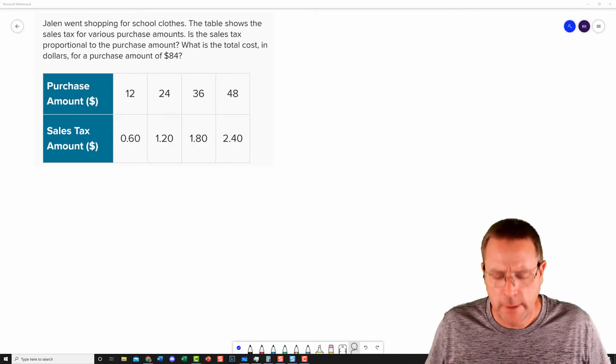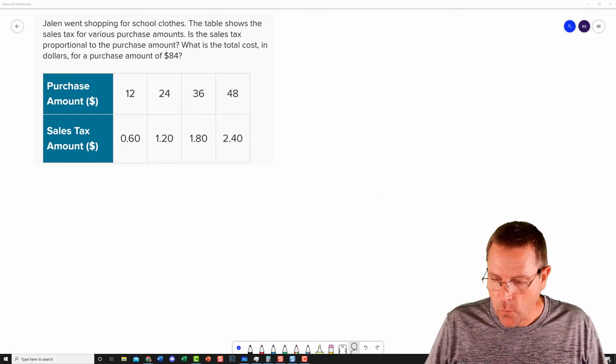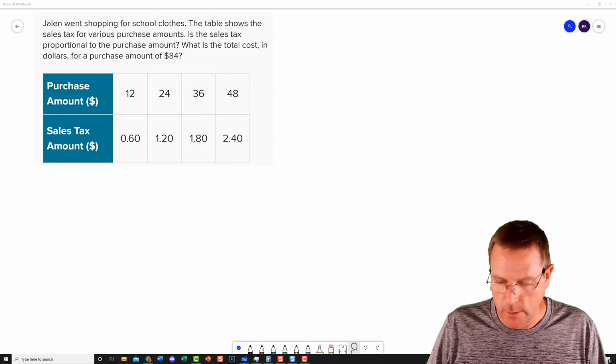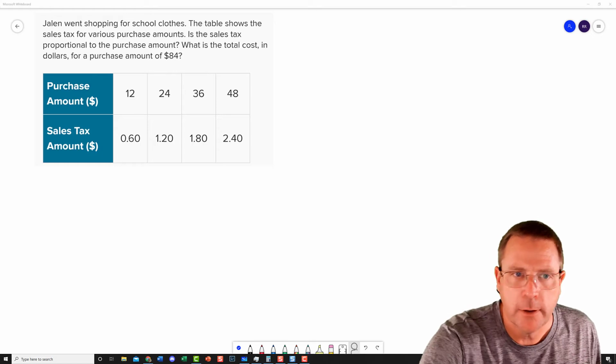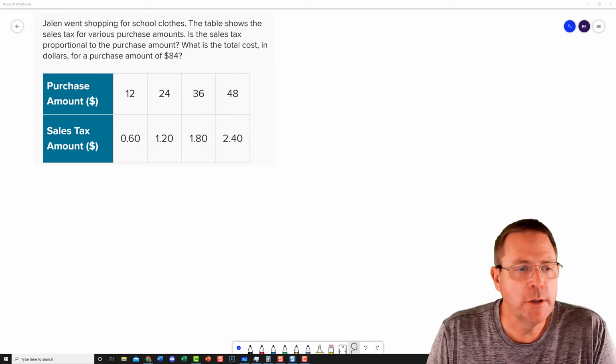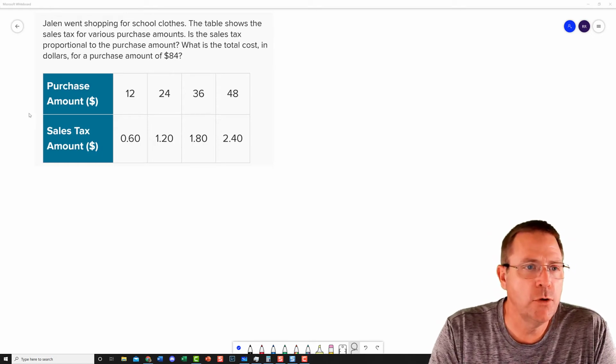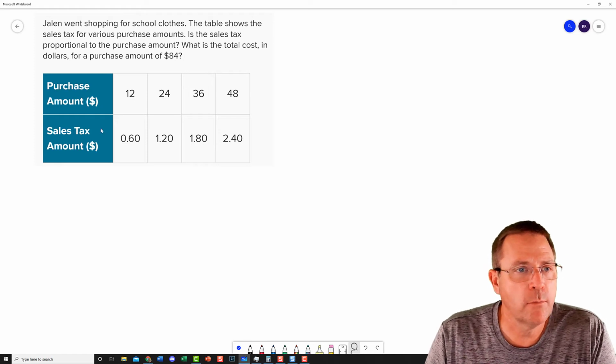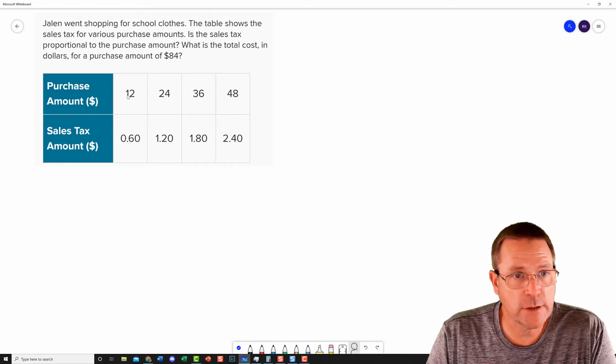Now, the first thing I need to do to solve this problem is find out whether or not the sales tax is going to be proportional. And I lost my pen. Here it is. I could set this up by doing a unit rate for each one of these, and we actually flip the problems eventually, but I could divide each of these out to find out if it's the same, but instead it's laid out on a table.